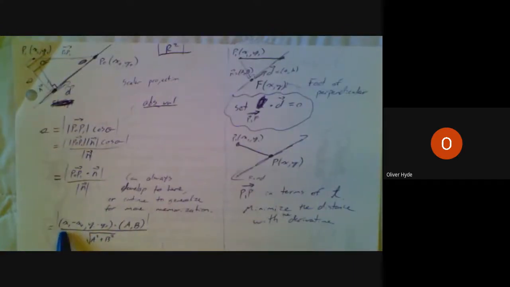So what I do is I substitute in expressions for the vector P0P1, which is x1 minus x0, comma y1 minus y0, dotted with my normal, which is going to be a comma b. Here's the magnitude of my normal, square root of a squared plus b squared. I use the distributive property of the dot product, I use the distributive property of multiplication, and then I rearrange and I recognize this expression.